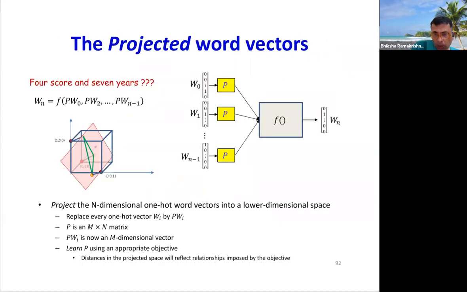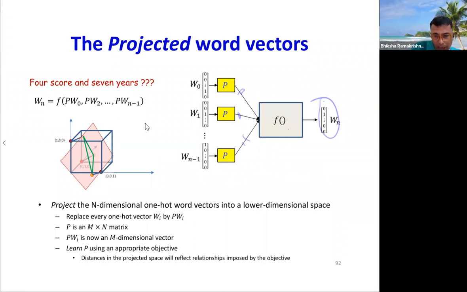So here's what we will do. Instead of working directly with the original one hot vectors W, we're going to first project them all down by multiplying them with a dimensionality reducing transform to get PW. And the function F works on PW to predict the next word. Observe that the predicted word is still the complete word. It's just that the input to the function is the dimensionality reduced representation of the word.